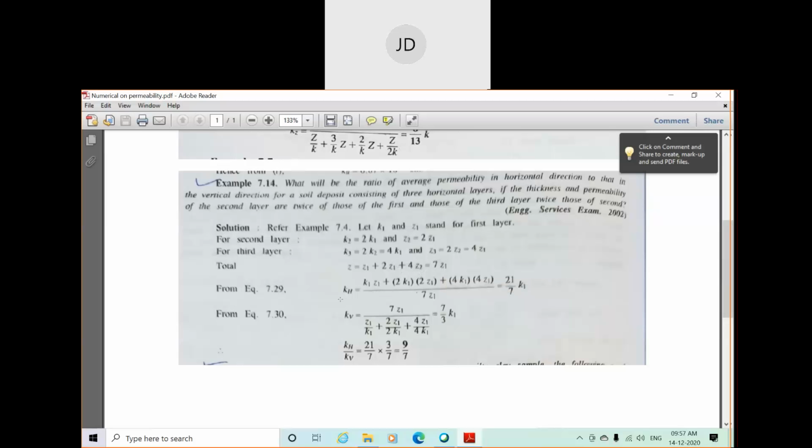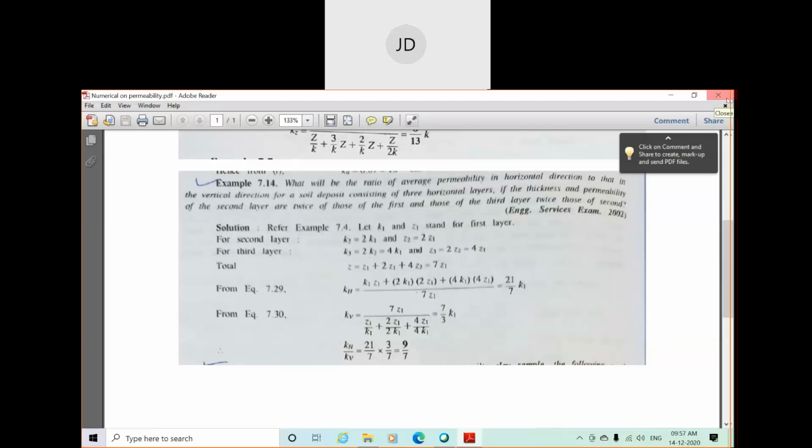So just put the values into these two equations, and find KH for horizontal direction and KV for vertical direction. After that, what are you asked to find out? What will be the ratio of average permeability in the horizontal direction to that in the vertical direction? That means you need to find KH by KV. Just divide this ratio, you will get this value. Try this problem by your hands. Then only you can understand. You just draw the diagram and show the thicknesses. Then it will be easy to understand this particular problem. But it is very easy to understand.